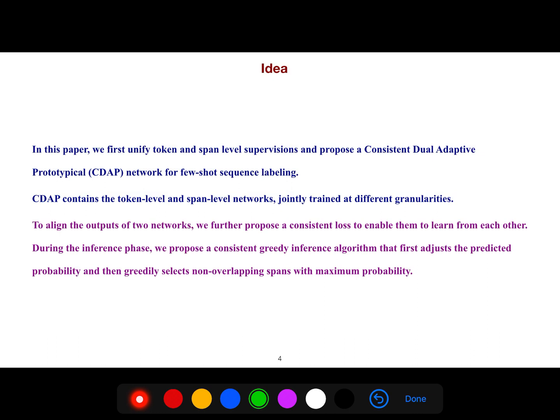sequence labeling. I have a playlist for few-shot learning, and in that playlist, ProtoNet is just one of the methods that you can use for few-shot learning.